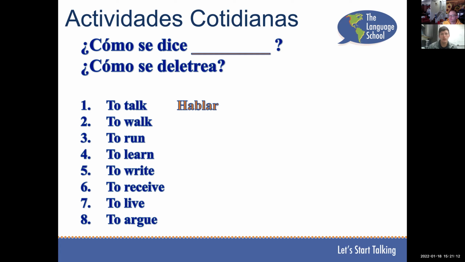To walk, caminar. So se deletrea C-A-M-I-N-A-R. Try those last two letters again. R. Ahí está, muy bien.